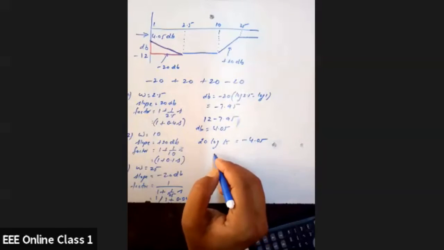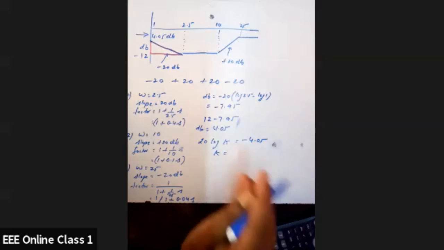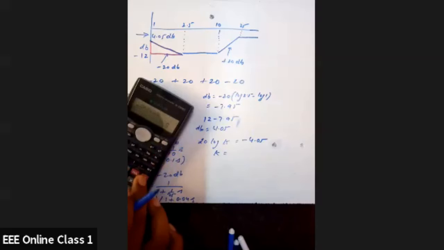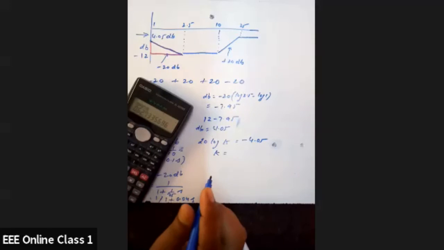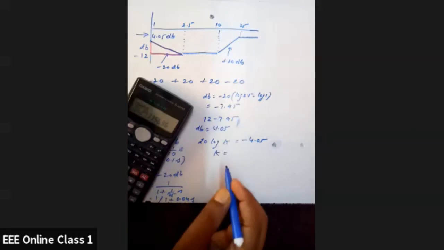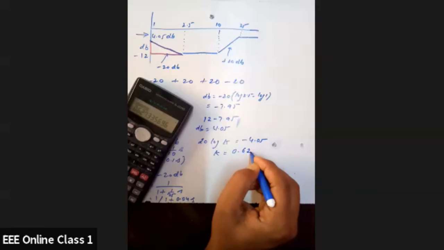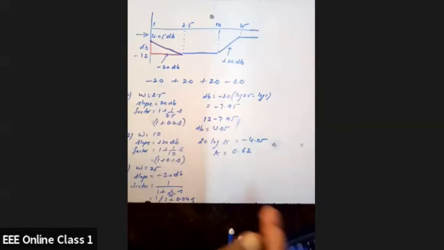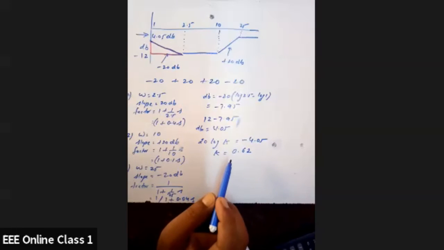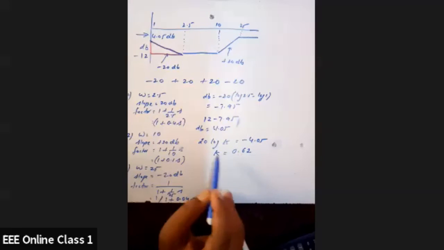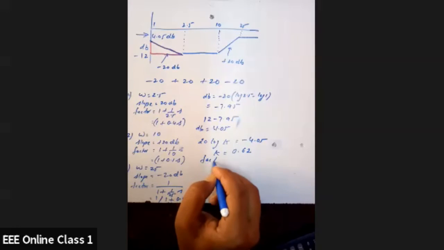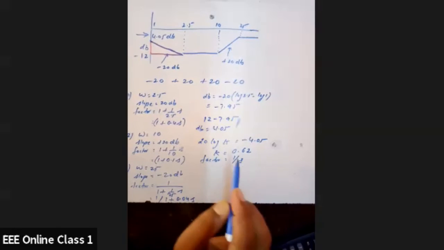So this becomes k equal to minus 4.05 divided by 20, 0.62. So as I said, k will be less than 0. So we got k equal to 0.62. So this is k, and the factor is 1 by s because it is minus 20 dB.